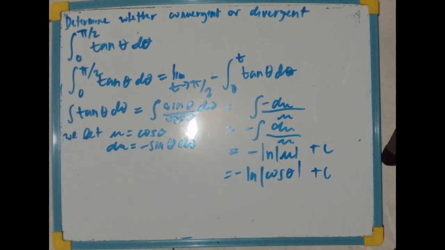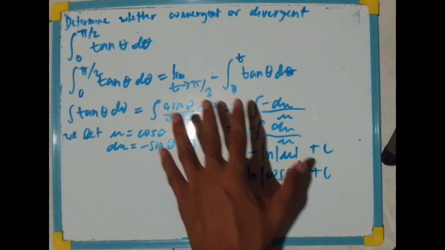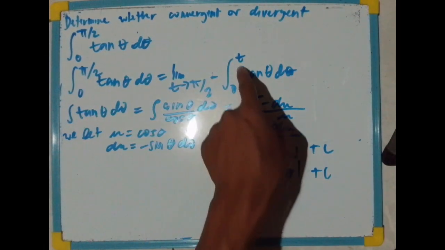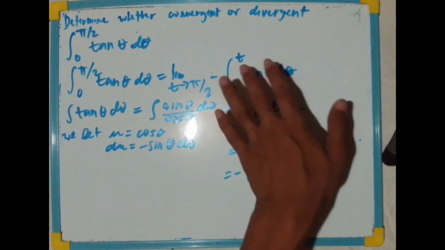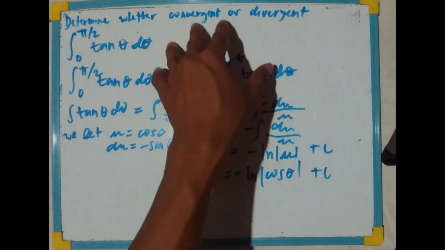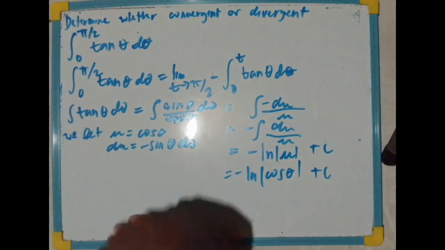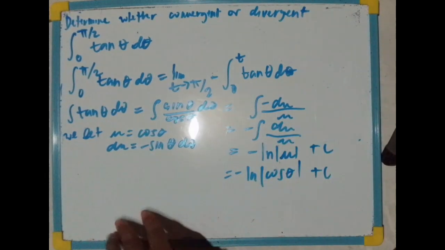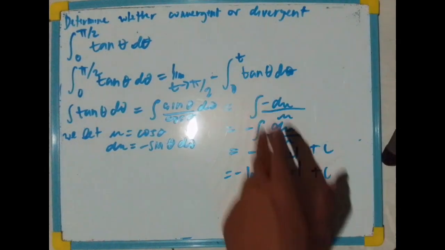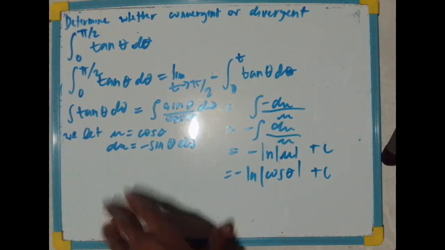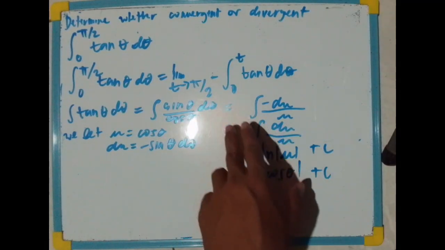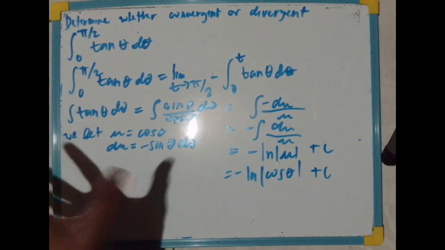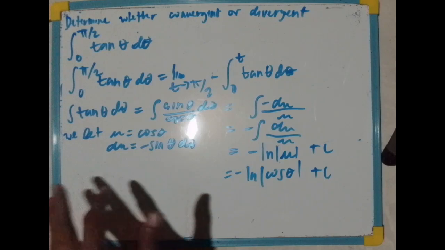Applying this kind of definition, we have the limit of the integral from 0 to t, or it depends on you what variable you use as the representation of your upper boundary, but this time I'm going to use the letter t. So, the limit of the integral from 0 to t of tan theta d theta as t approaches pi over 2 from the left. First, we need to find the integral of tan theta d theta.